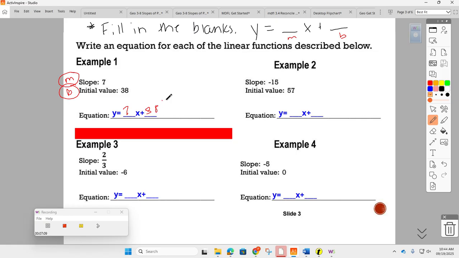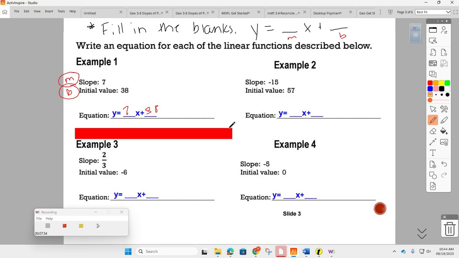This equation could represent the cost of making an item. It starts at the set cost of $38, no matter how many we make. If we make 1, it's 7 times 1 plus 38. If we make 10, it's 7 times 10 plus 38. So these linear equations model situations in science, math, all kinds of things, but it shows you how your output, remember y is your output, your x is your input. How does your output change when we plug in a different value for x?